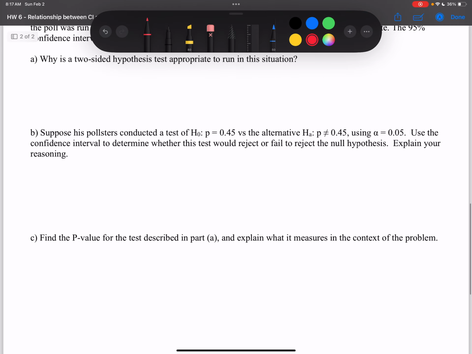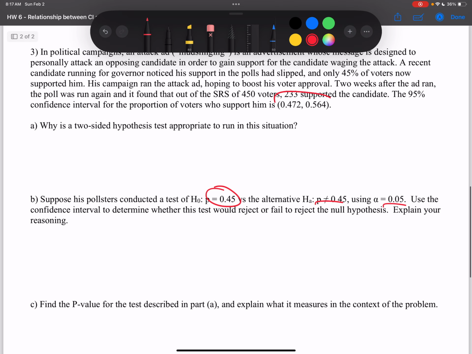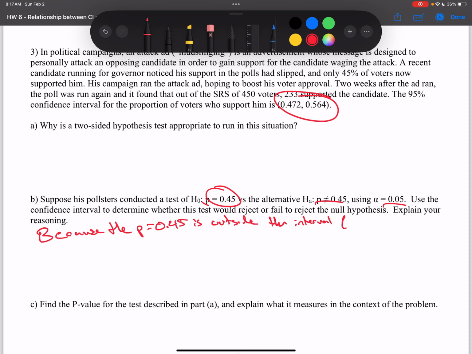Okay, all right. So for part B, it says, suppose the pollsters conducted a test of 0.45 versus the alternative not 0.45 and an alpha of 0.05. Use the confidence interval to determine whether this test would reject or fail to reject, and explain our reasoning. Well, we have an interval, 0.472 to 0.564. This is outside. So because p equal to 0.45 is outside the interval, and I'll write that down one more time, 0.472 to 0.564, we reject the null in this case.